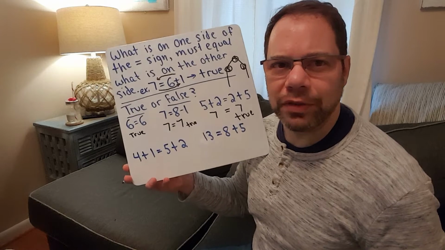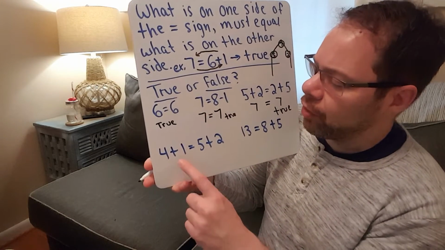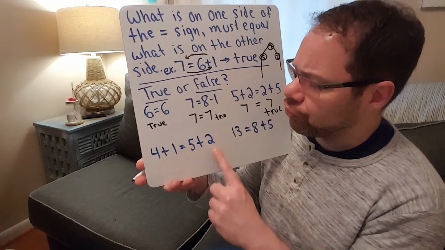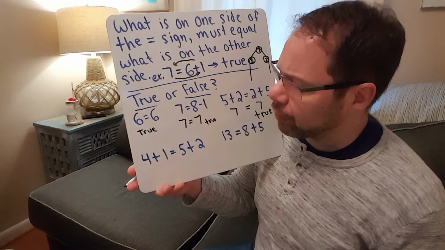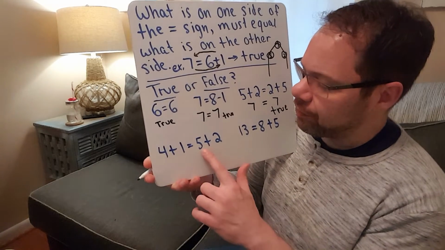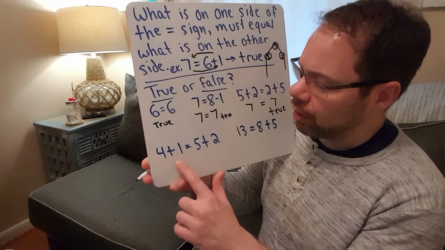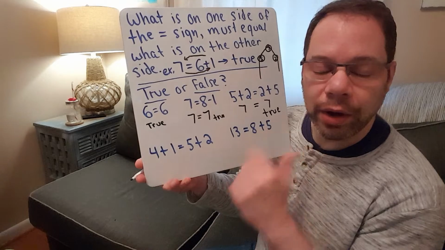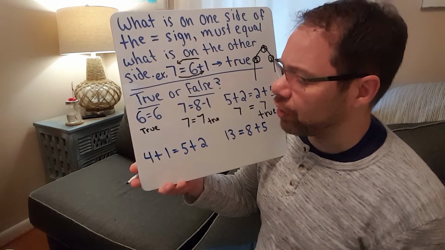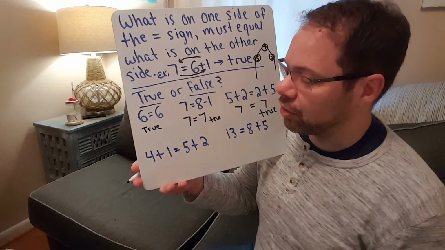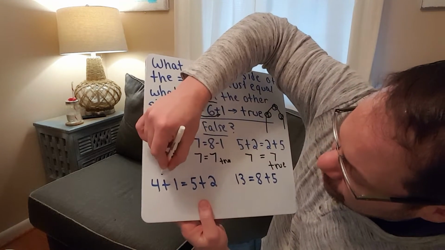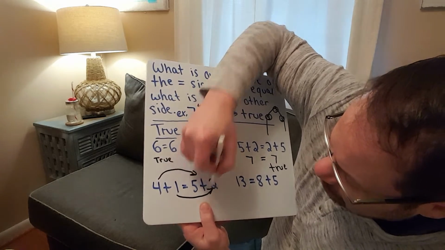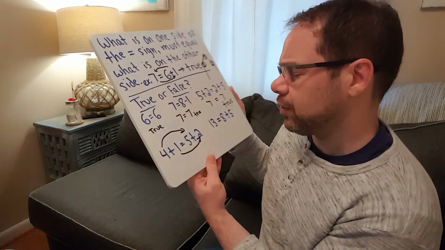Let's see how we do on this bottom column. Okay, ready? 4 plus 1 is equal to 5 plus 2. True or false? Well, right off the bat, I'm seeing that 5 is more than 4. It's 1 more. And 1 is less than 2, or 2 is more than 1. So let's do the math to check that out. Right off the bat, I don't think that's correct because 4 is less than 5 and 1 is less than 2. So how can those be equal? Okay, so let's do the math.